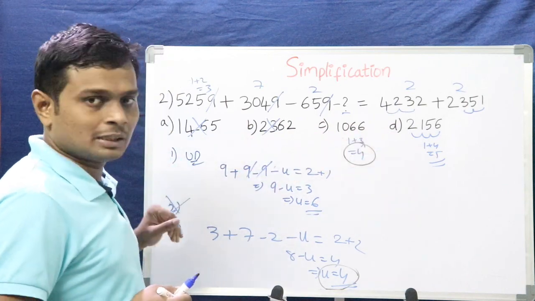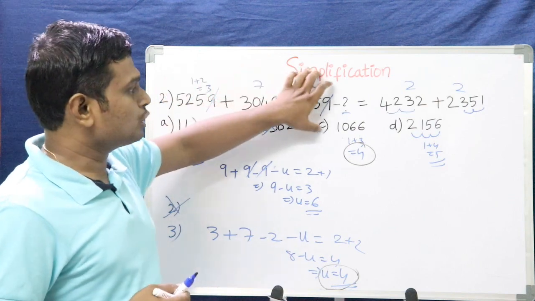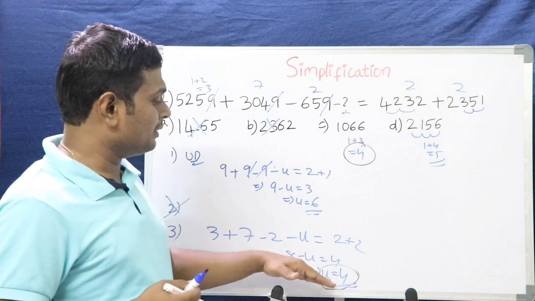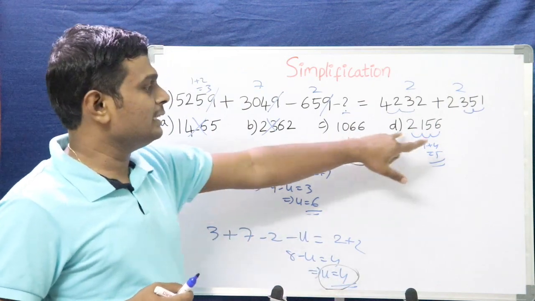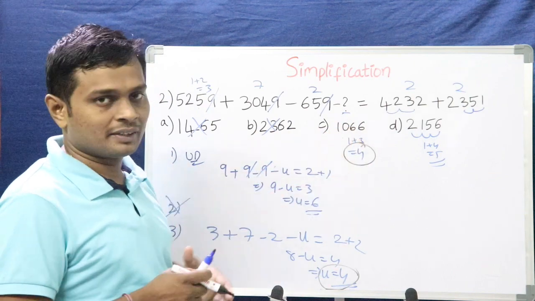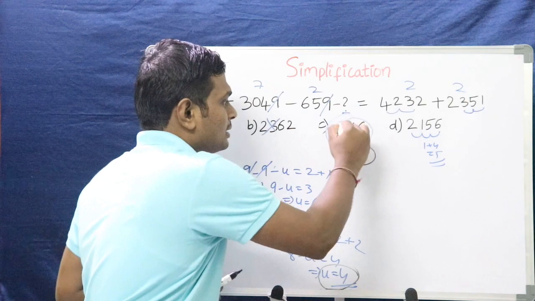What is the third step? We need to calculate the sum of the digits in the left hand side. That should be equal to the sum of the digits in the right hand side. We calculated it, we got the value as 4. Among these two options, only 1066 is having the sum of the digits as 4. So this is the answer.